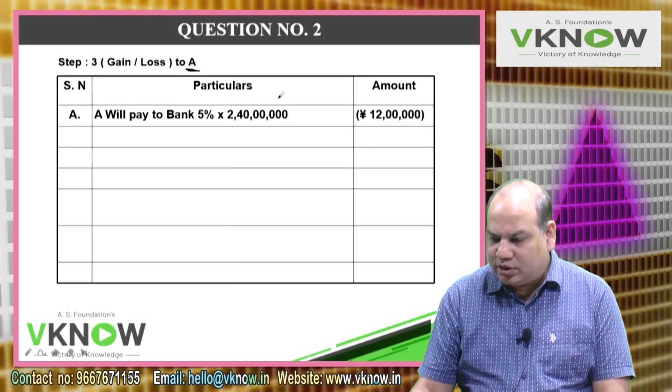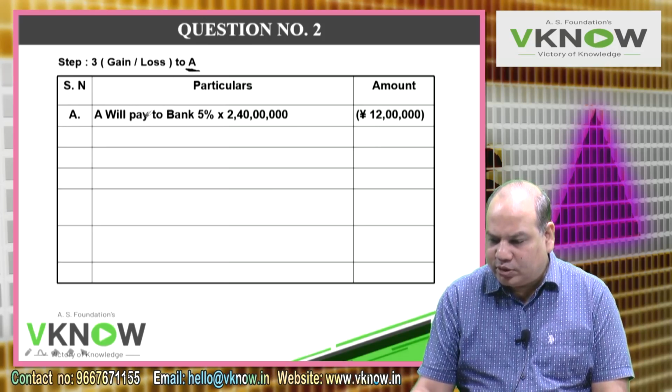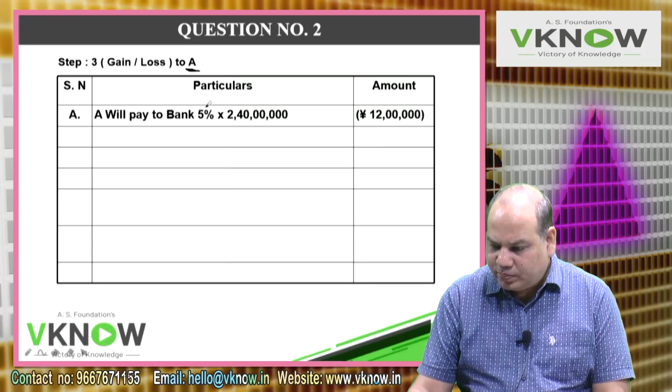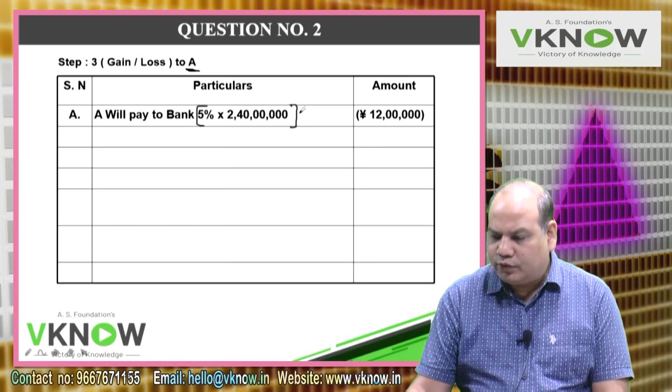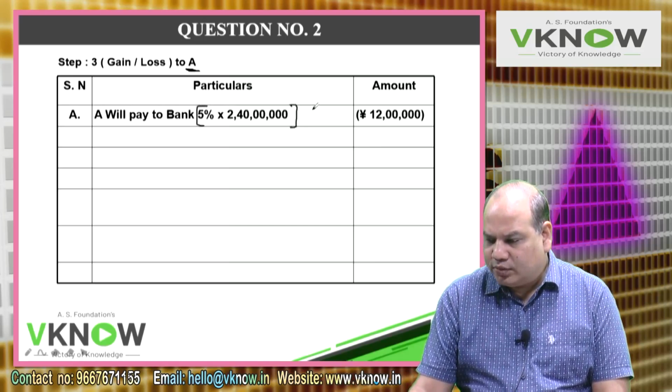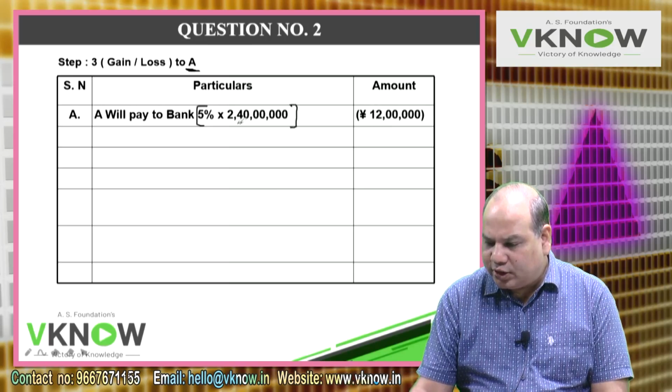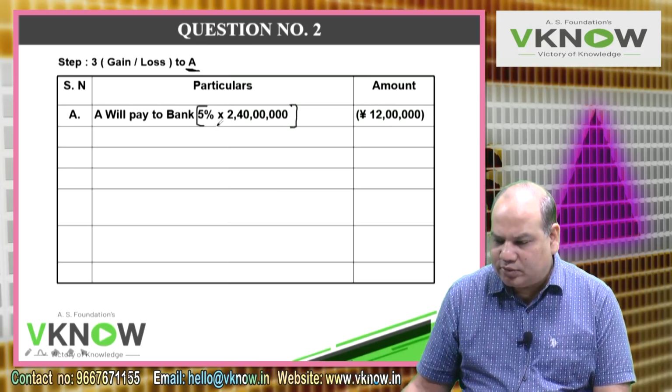Serial number, particulars, amount. First write down point number A. A will pay to its bank 5% of 2 crore 40 lakh. That is yen 12 lakh, because A has borrowed yen 2 crore 40 lakh at 5%.